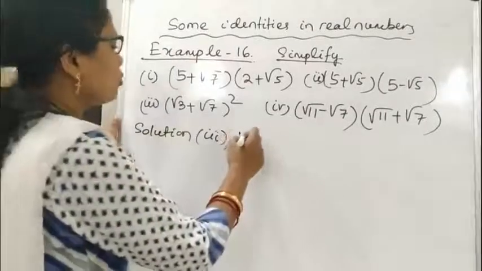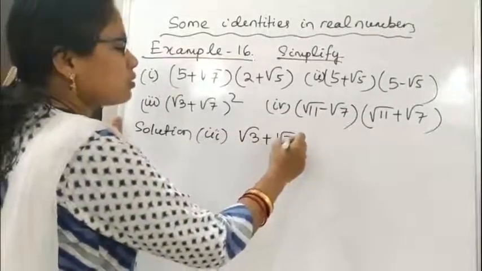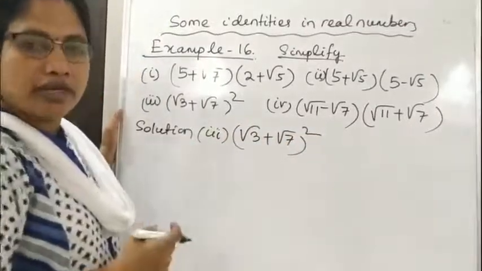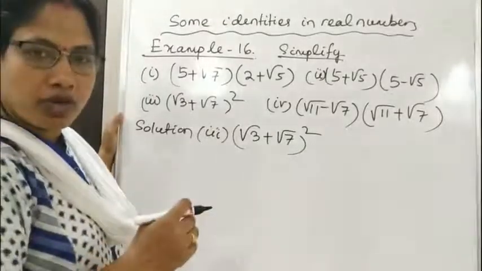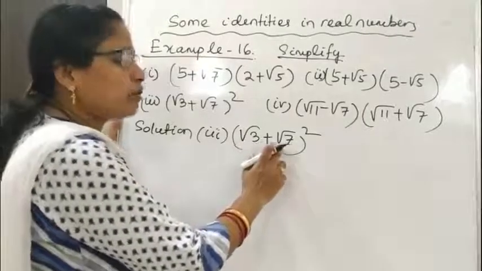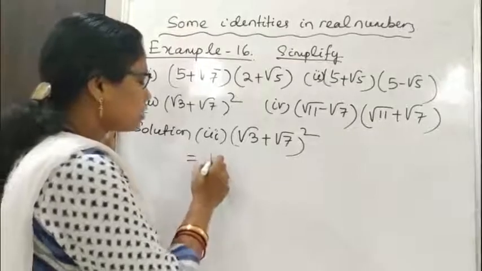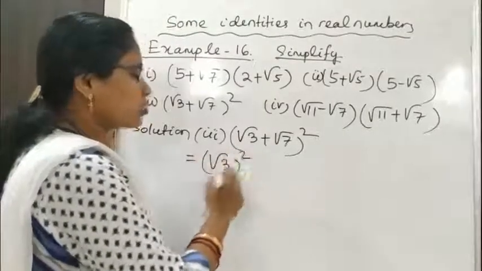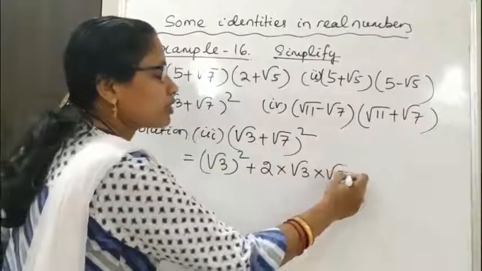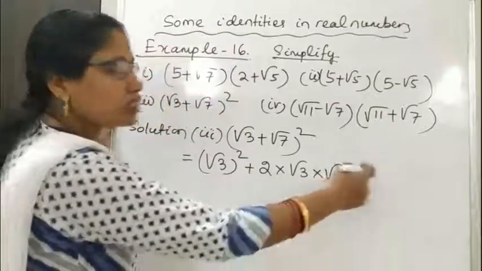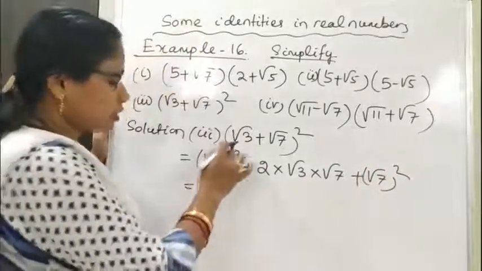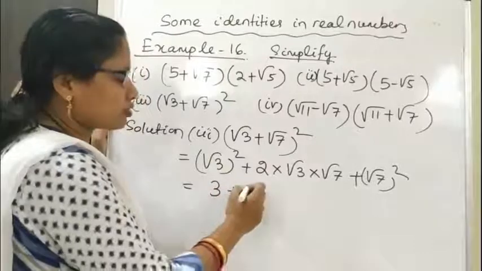Third one, root 3 plus root 7 whole square. So here we can use the identity A plus B whole square, that is A square plus 2AB plus B square. So here A is equal to root 3 and B is equal to root 7. So this is equal to root 3 square plus 2 multiplied with root 3 multiplied with root 7 plus B square, that means root 7 square. So this is equal to root 3 square, that is 3, plus 2.